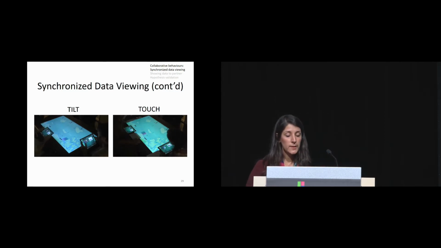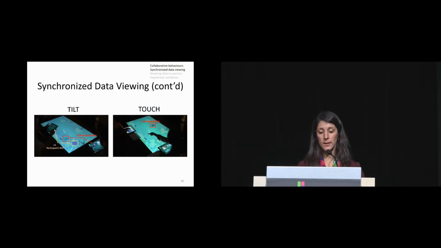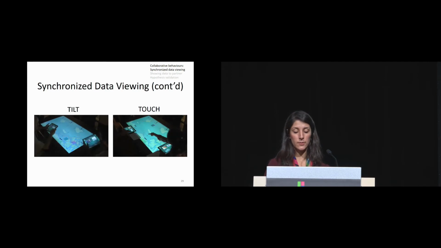In tilt, each person had to independently manipulate their own ROI. As a group, this required considerable coordination. Each time the group wished to explore data at a different location, both partners had to use their respective tablets to relocate the ROIs.